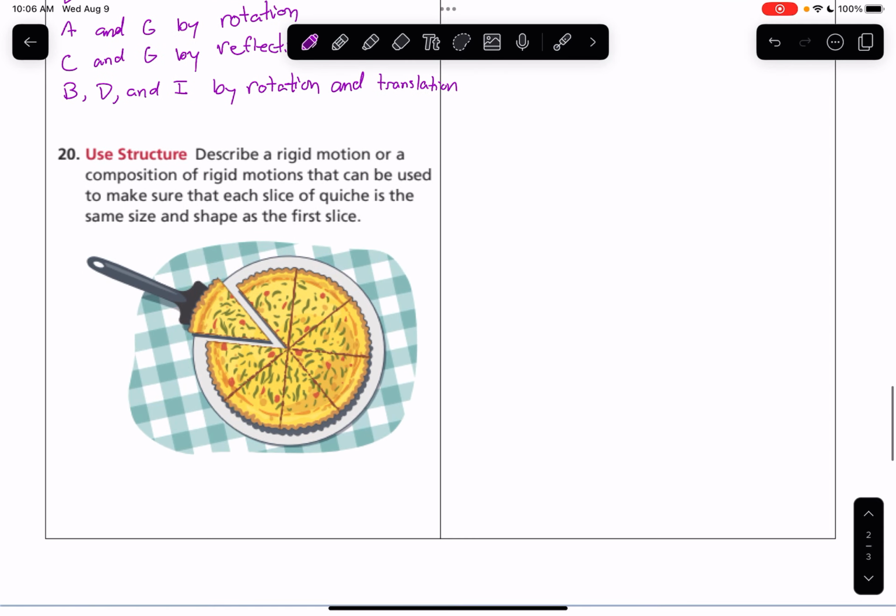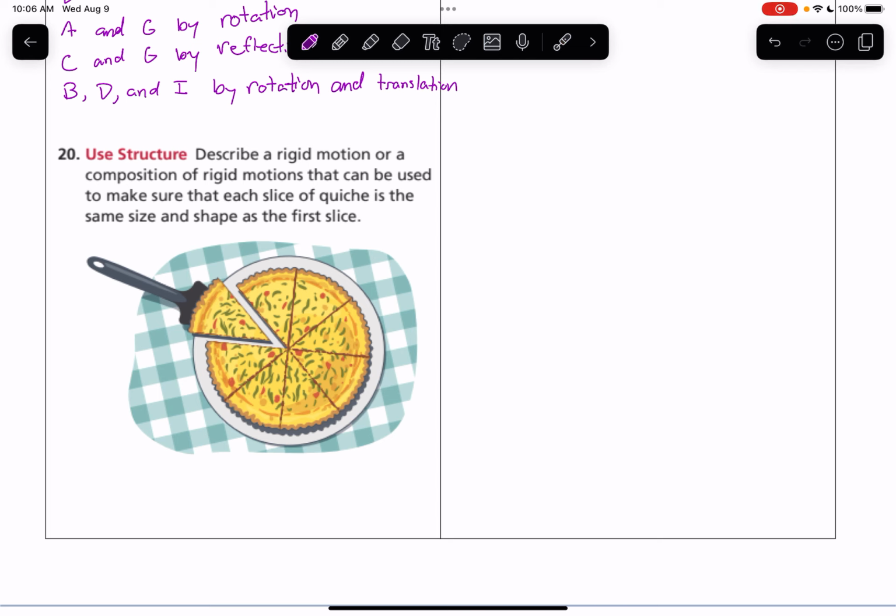Number 20, describe a rigid motion or a composition of rigid motions that can be used to make sure that each slice of quiche is the same size and shape as the first. So if we take out this first shape, it's fairly easy to see that we could take this one out and rotate it around the shape 7 times to see if these pieces are all congruent to the original shape, etc. So we can write that.